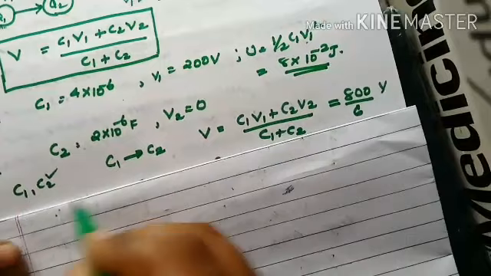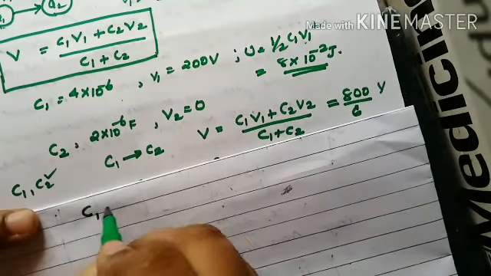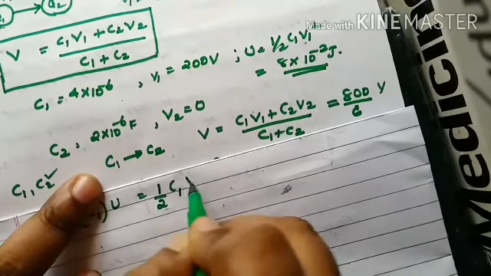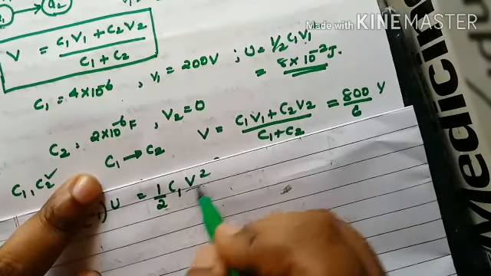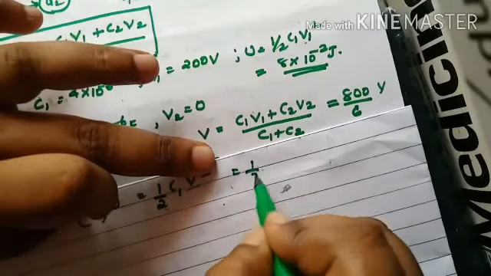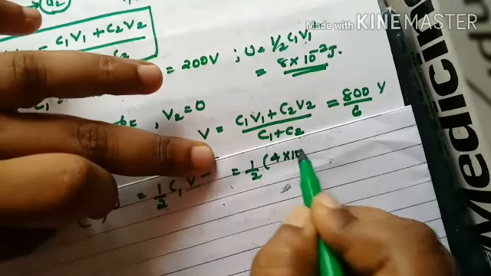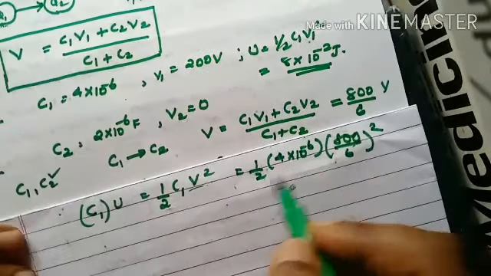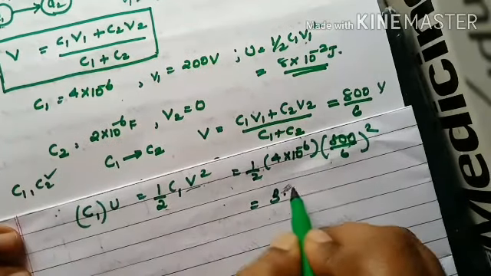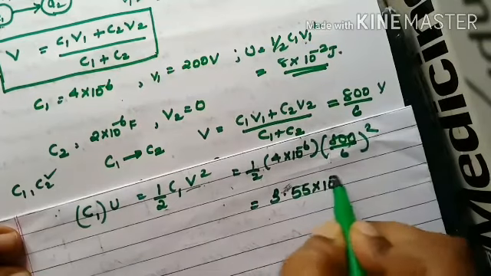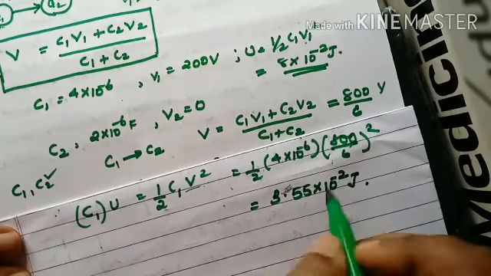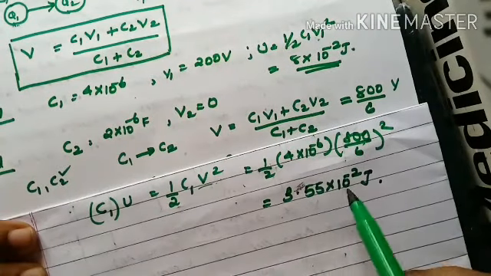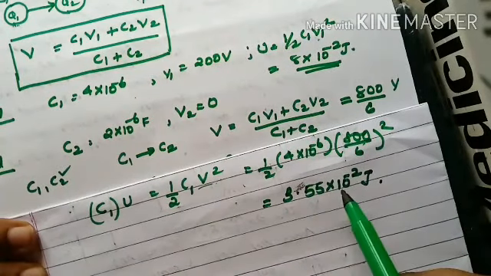So what will be the energy of C1? C1's energy will be half C1 V square, where V is the common potential. So I will write it as half, C is 4 into 10 to the power minus 6 and V square is 800 by 6 whole square. After calculation you will get around 3.55 into 10 to the power minus 2 joules. So initially what was the energy of C1? That is 8 into 10 to the power minus 2 joules, and now it is 3.55 into 10 to the power minus 2 joules.